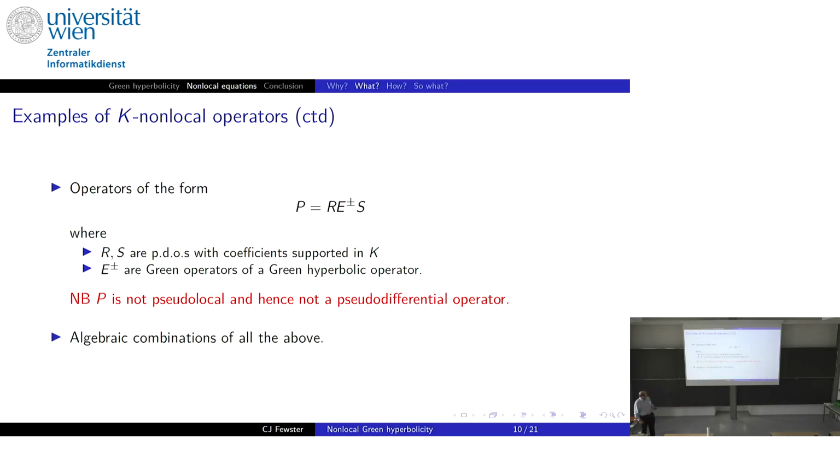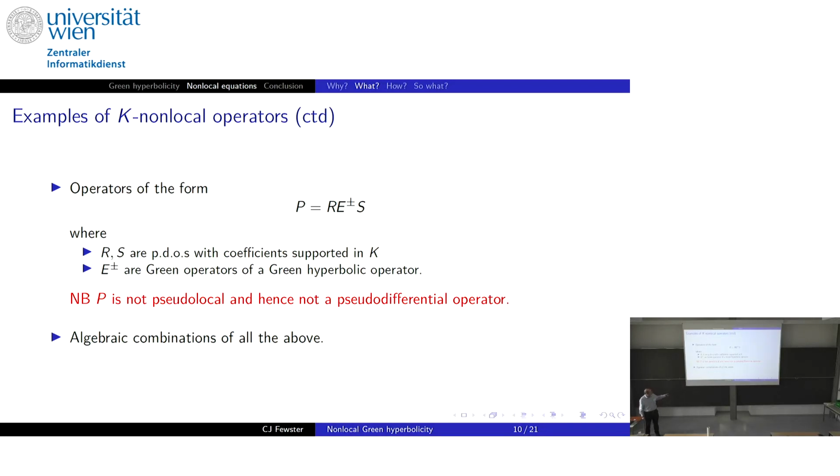So we get a bunch of things. In particular, remember this operator here appeared when we tried to decouple the system of equations. And such a thing would be K non-local, provided that the R and S are, for example, partial differential operators whose coefficients are supported in K, and E plus minus are Green operators.